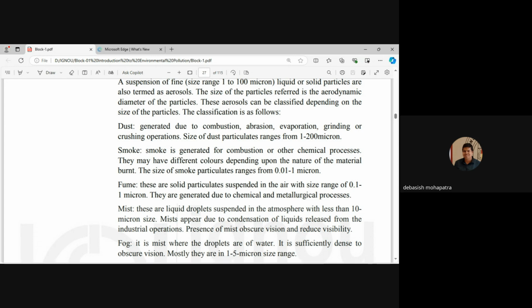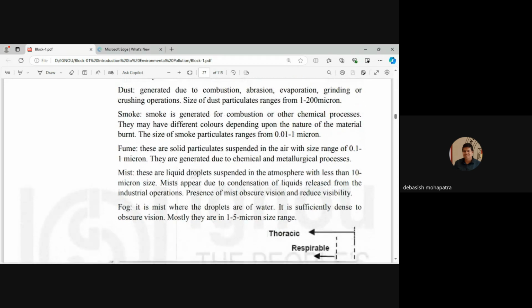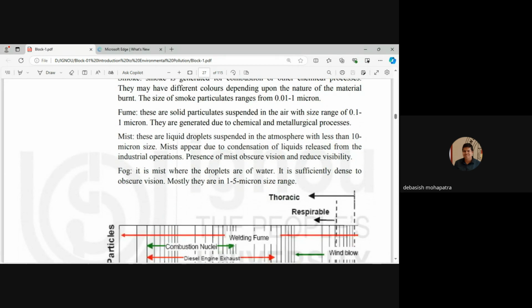Then mist. These are liquid droplets suspended in the atmosphere with less than 10 micron size. Mist appears due to the condensation of liquid released from industrial operations. The presence of mist obscures vision and reduces visibility. Then fog. It is a mist where the droplets are of water. It is sufficiently dense to obscure vision. Mostly they are in the 1 to 5 micron range.